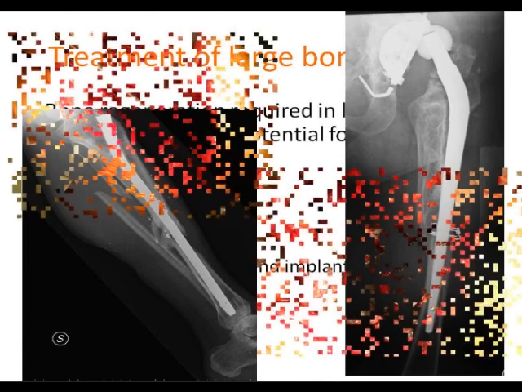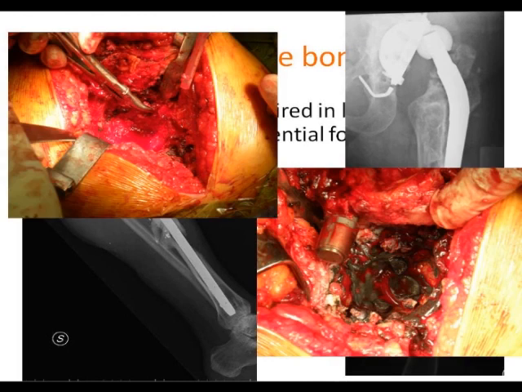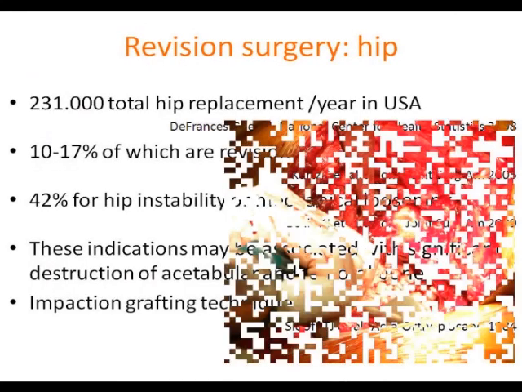And that's an in vivo situation. You see here, after the removal of the cup, there is a huge metallosis due to the wear of the metal of the cup. And removing all those membranes, we find a huge bone loss, a huge cavity to be filled. And revision surgery is increasing in number.